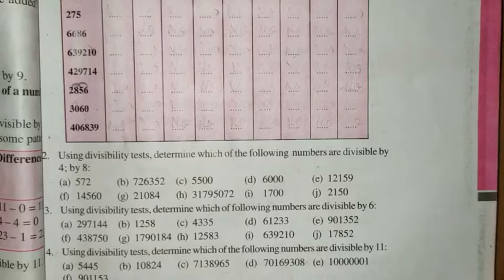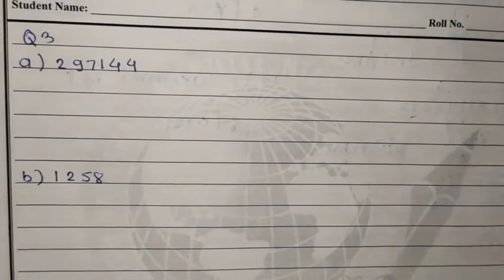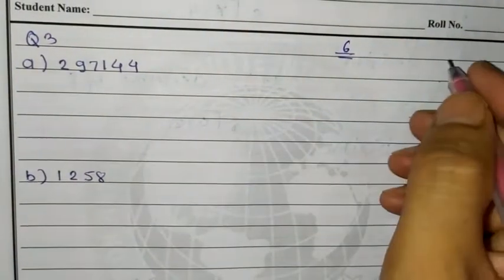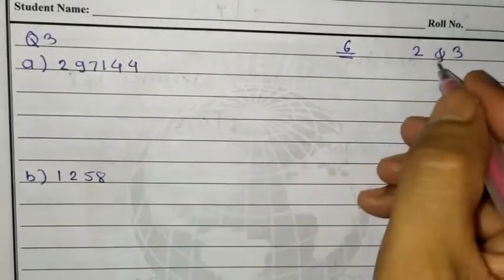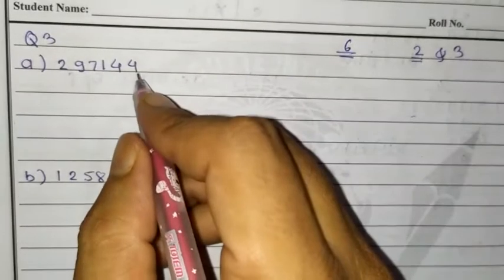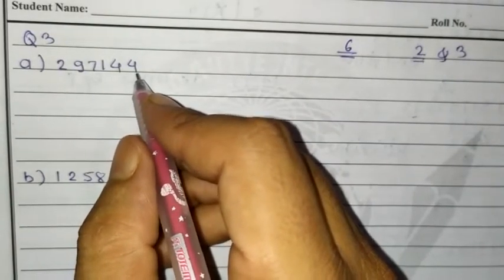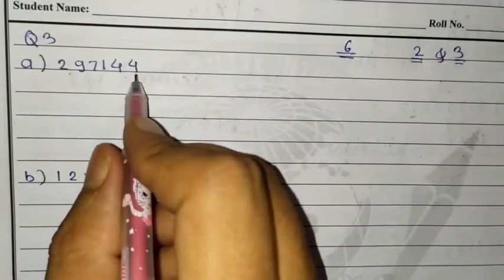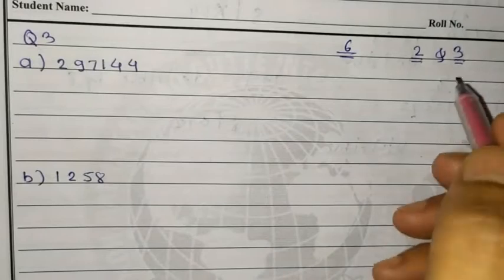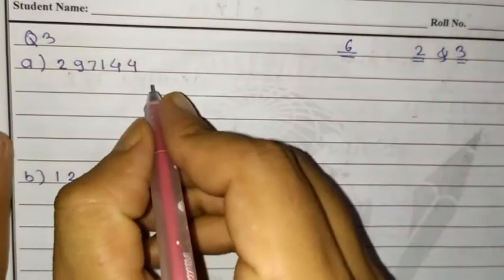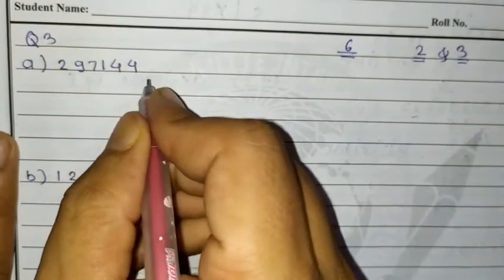Here you have to check the divisibility test of 6, which means you have to find out whether the numbers are divisible by 6 or not. In the divisibility test of 6, you have to first check whether it is divisible by 2 and 3. How will you check whether it is divisible by 2? If the last digit is an even number or 0, then it is divisible by 2. How will you check it by 3? You have to add all the digits and then divide by 3. If it is divisible, then it is divisible by 3. So let's get started. First we will check whether it is divisible by 2.